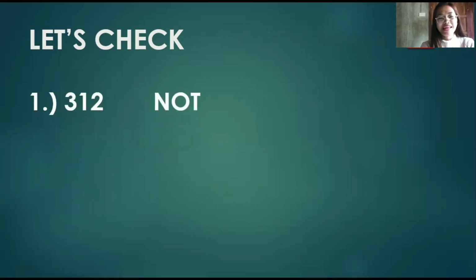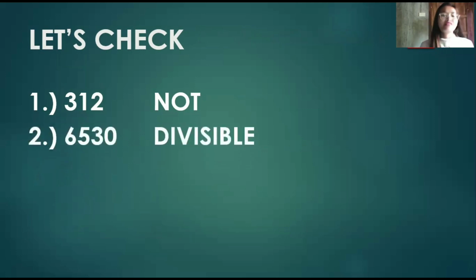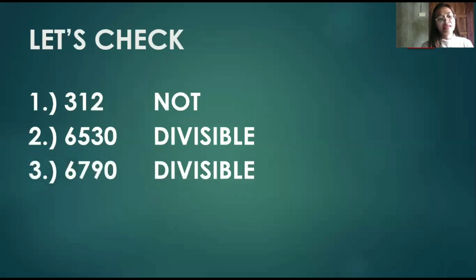Okay, number 1, 312. The answer is not divisible. Okay, next, 6,530. Is it divisible by 10 or not? The answer is divisible because it ends with 0. Next, number 3, 6,790. So the last number is 0. Therefore, the answer is divisible by 10.